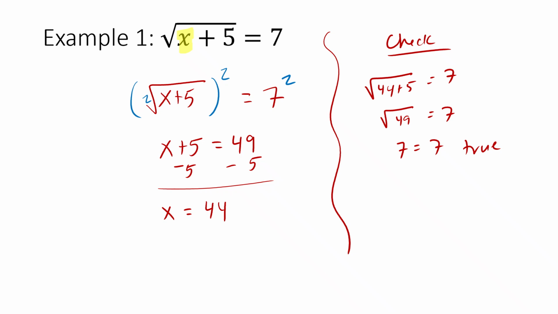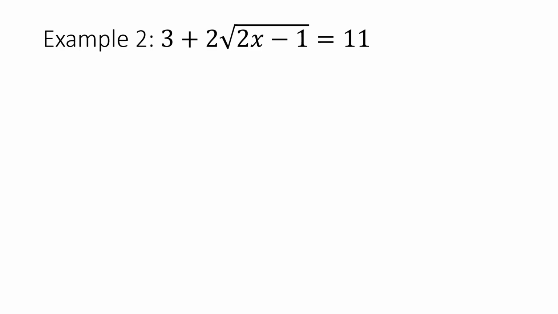It's probably about as basic as you can get, where you just undo the radical by, in this case, squaring it, and then you're left with a linear equation to solve. And in this case, it was a one-step linear equation. Now, this one is a little bit more complicated. We have more going on.